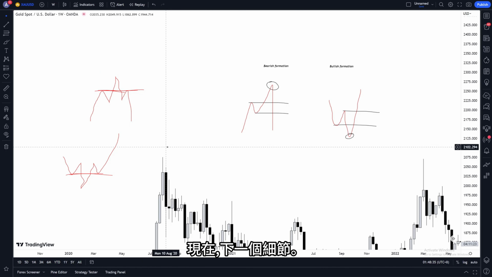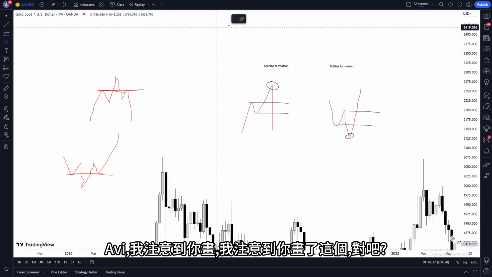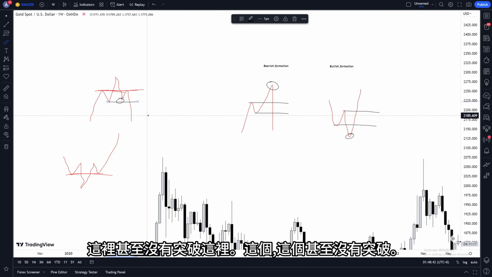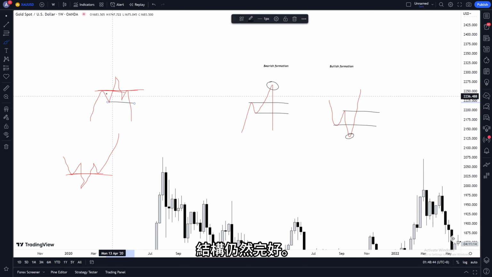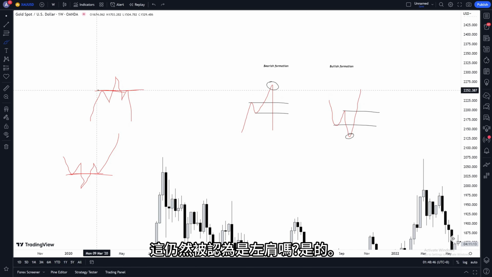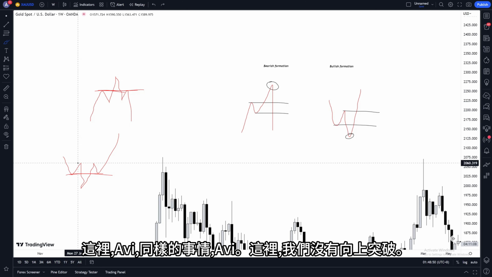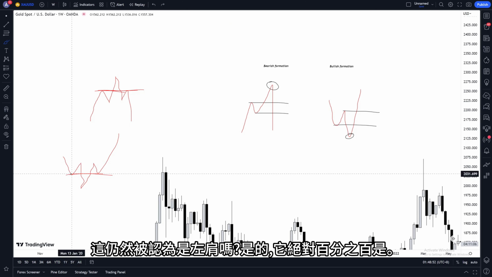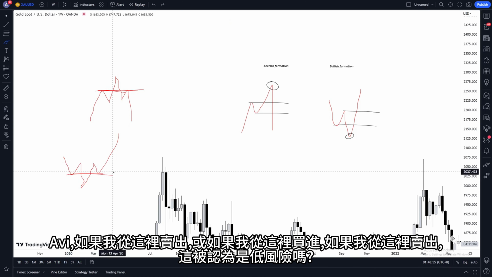Now, next bit of detail. Avi, I've noticed you drew this, right? This here didn't even break. The structure is still intact. Is this still considered a left shoulder? Yes. Here, Avi, same thing. Here, we didn't break up. Is this still considered a left shoulder? Yes. It is absolutely 100%.